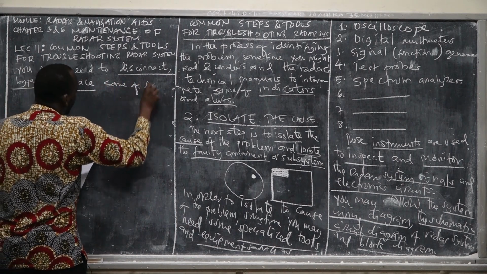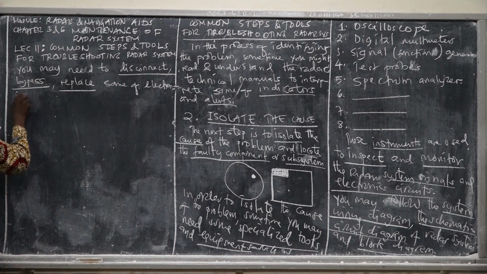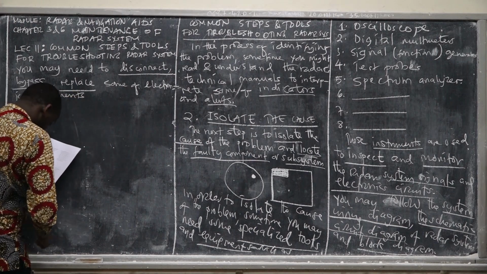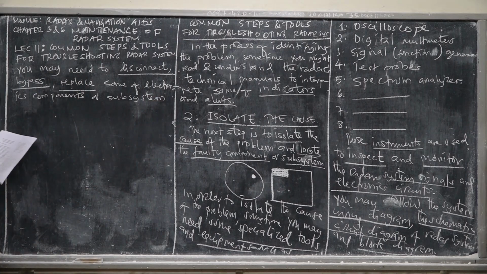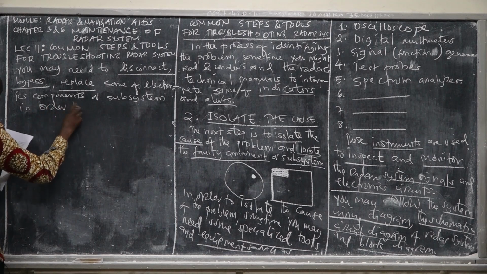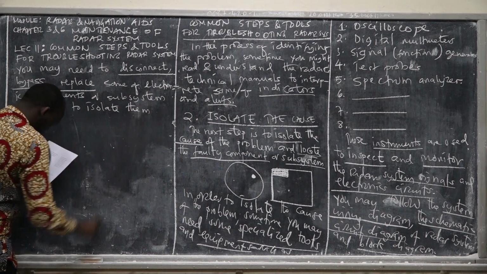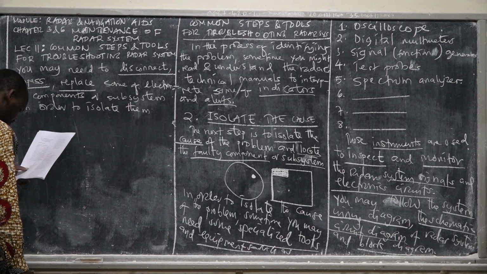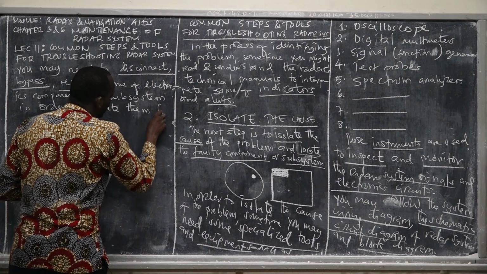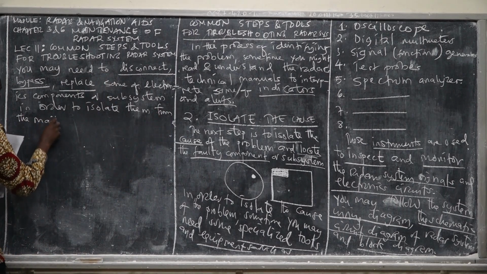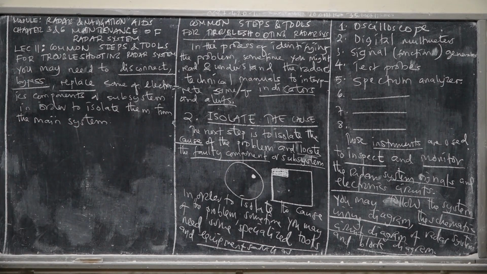some of the electronics components or subsystem in order to isolate them from their main system. So sometimes you may need to disconnect or bypass or replace some electronics components or subsystem in order to isolate them from their main system. What does it mean?